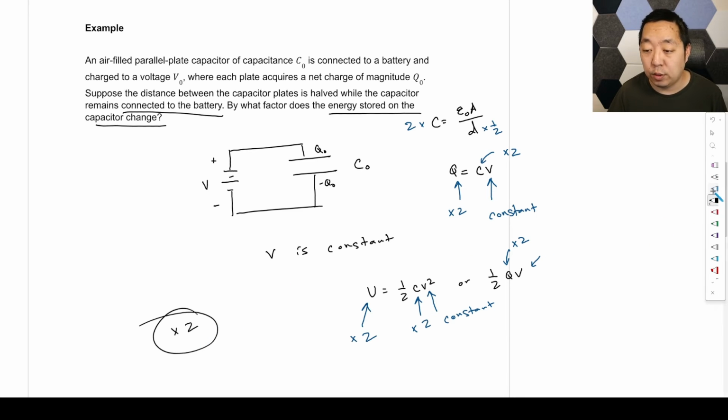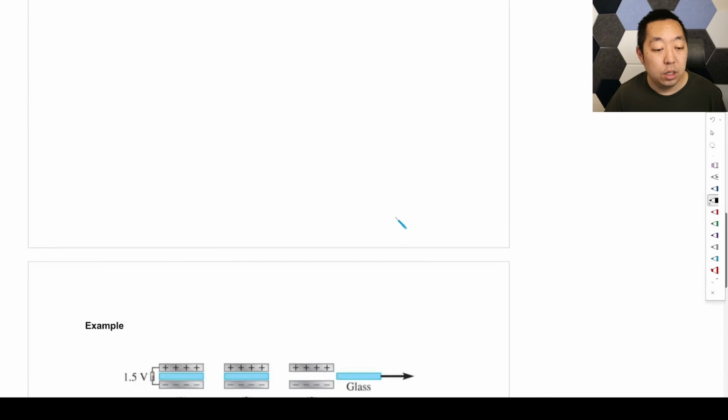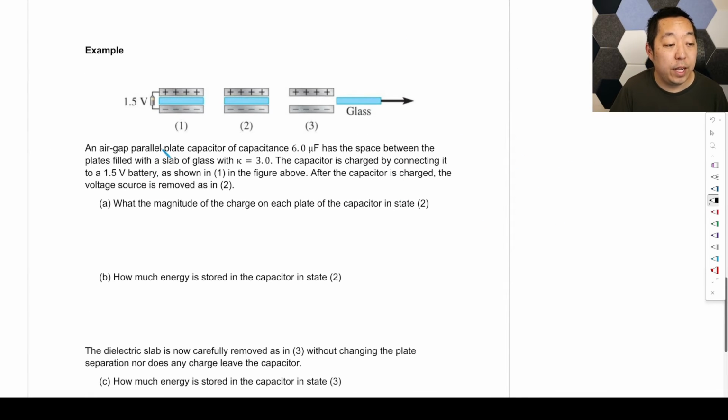But same on this equation, you could say, well, the voltage was constant and the charge went up by a factor of 2. So thus the energy goes up by a factor of 2 as well. Okay. All right. Let's look at another example. We have an air gap parallel plate capacitor, 6 microfarads.